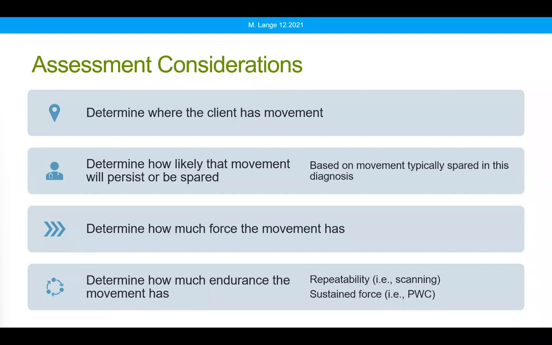That means that it's very difficult to predict what movement may be spared in someone who has an exceedingly rare condition. But sometimes, depending on a diagnosis, there are certain movements that tend to persist or are spared over time. And those might be movements that we are going to look at. We need to determine how much force this client's movement has, and then determine that endurance for repeatability and sustained contact with the switch.